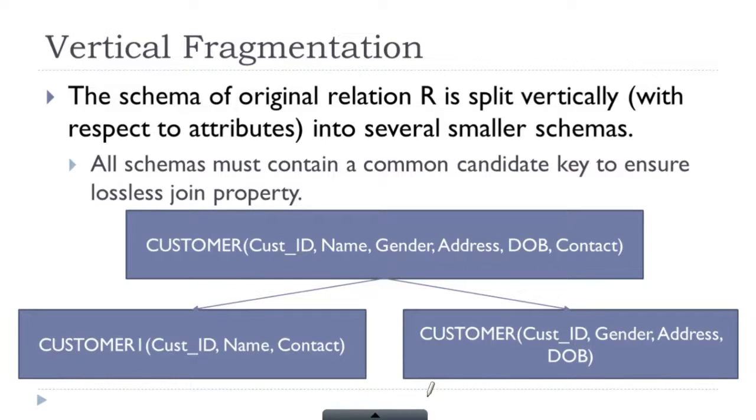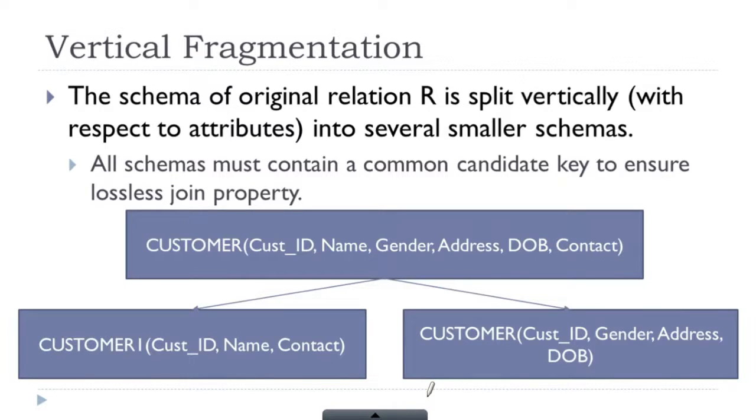So already we have finished with horizontal fragmentation, where we have discussed two varieties. One is primary horizontal fragmentation. The other one is derived horizontal fragmentation. Now the next one is vertical fragmentation. We are going to discuss a little bit about vertical fragmentation, not too much about this.